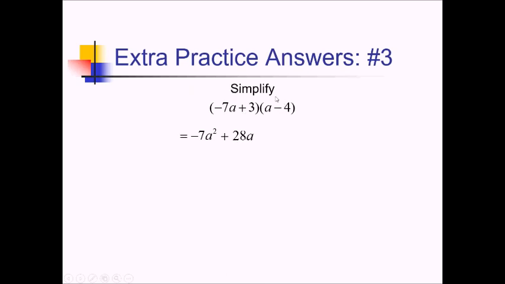Now we have 3 being distributed, so 3 times a is 3a. And these last terms here, 3 times negative 4, it's going to give me negative 12. Now I'm going to combine like terms, 28a plus 3a, I can add those together to get 31a in the middle. And nothing else is going to change.